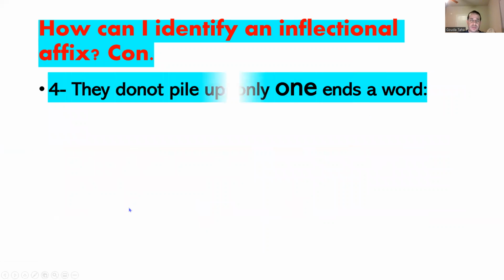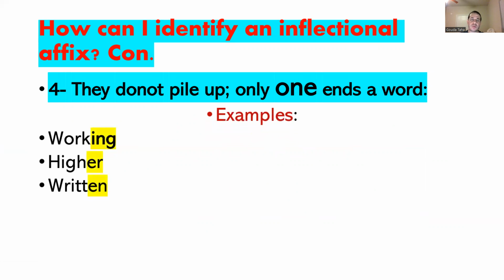One last thing about the inflectional suffixes is that they do not pile up. We cannot add two or more of them to any lexical item. Once we add one of them, that's it. So for example, let's say we have work. If we add -ing, we cannot add -s, we cannot add -er or -es, or, for example, -ed with the -ing. This is unacceptable in English according to the English grammatical and morphological rules.